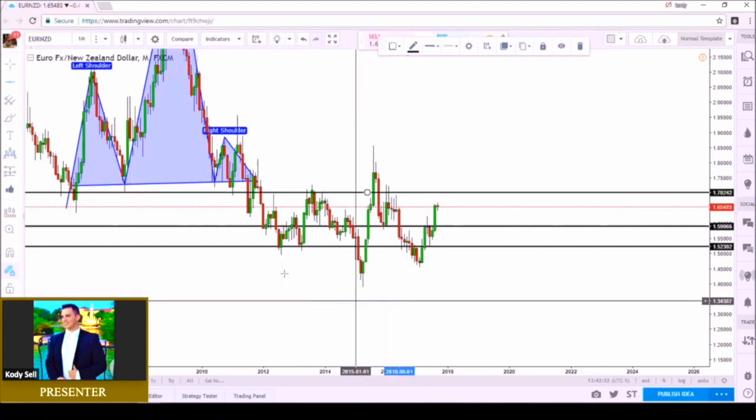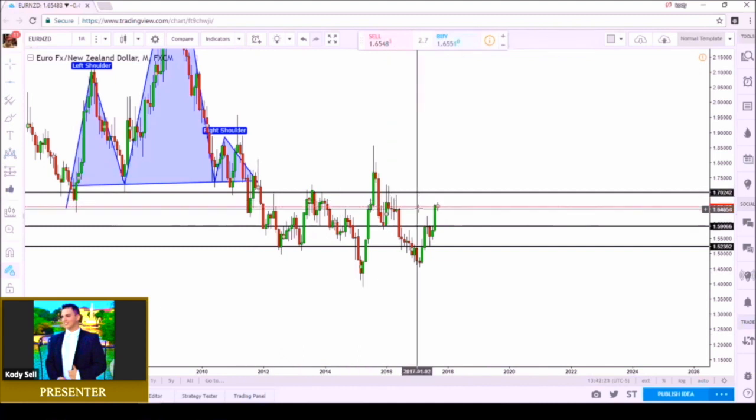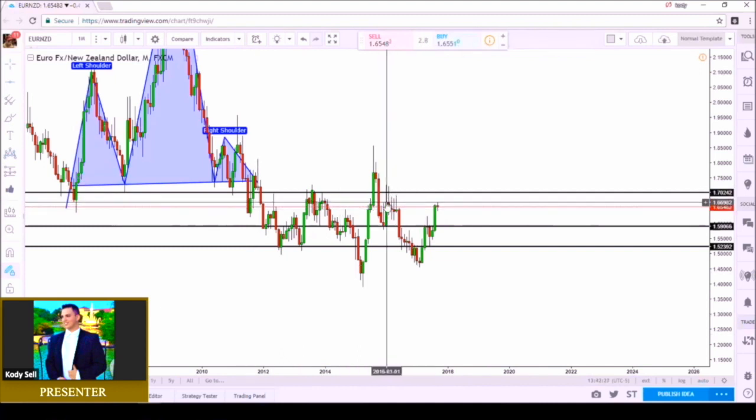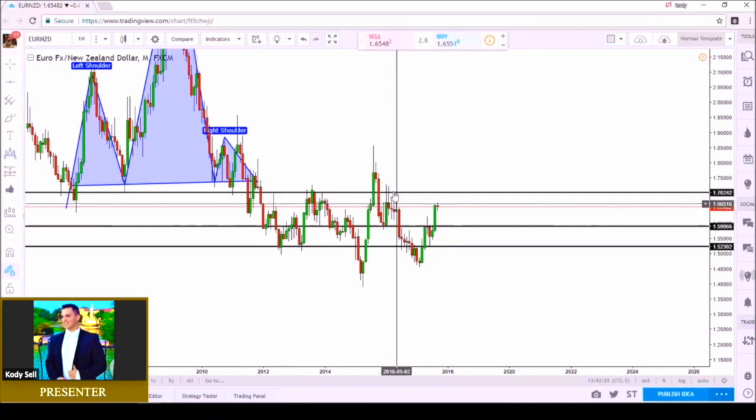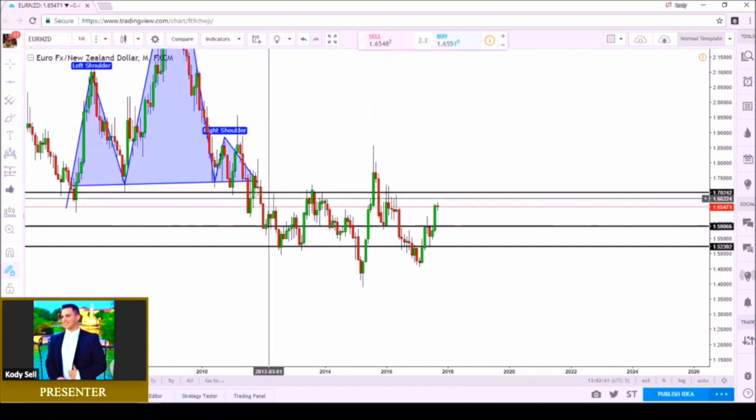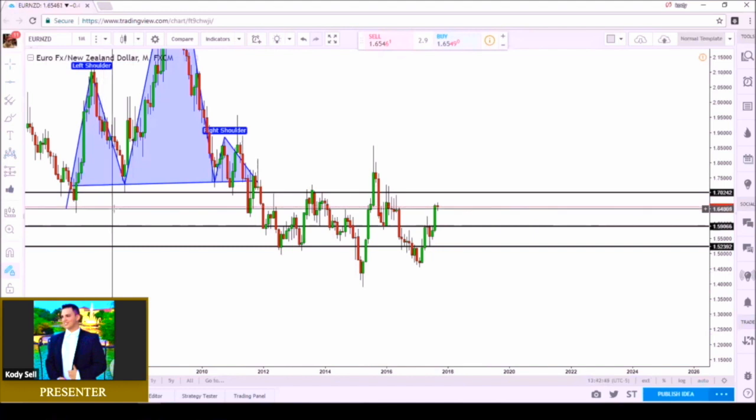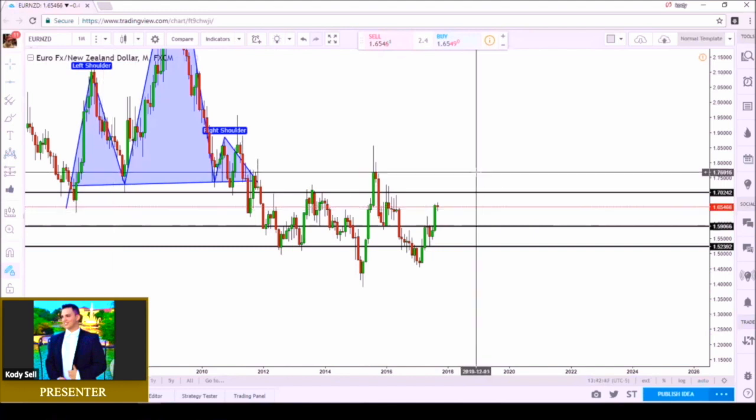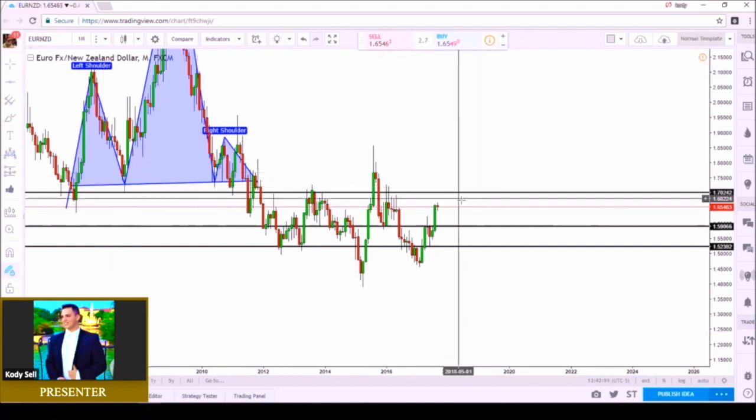Okay, so why did I mark this level here? I was looking at the bodies at first, and I noticed that the wicks were coming up, and I was like, okay, so it could really be anywhere in this area that price is actually reversing from. So I went to go look left, and it looks like this right here is the major area that price keeps reversing from. So I'm going to have this level marked, and I'm waiting for this. This is the next target here on Euro New Zealand on the upside.